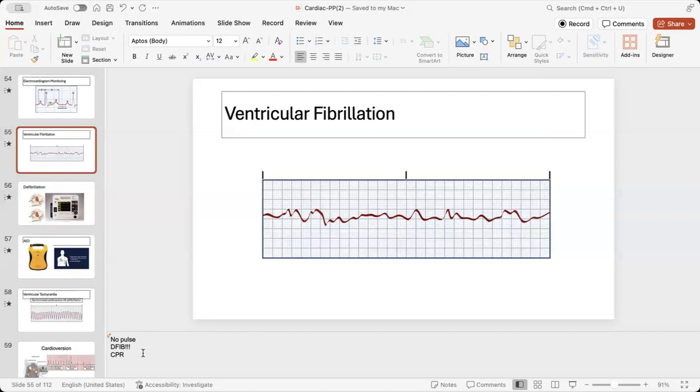So this is a very disorganized rhythm. It's an emergency. There's no cardiac output. There is no pulse. Okay, could this happen after an MI? Yeah. It can happen with changes in your electrolytes, like a low potassium, low magnesium that we talked about, trauma. Okay, so what are we gonna do? We're gonna defibrillate the patient.